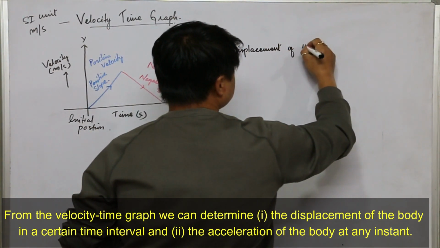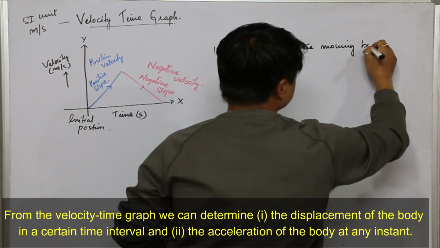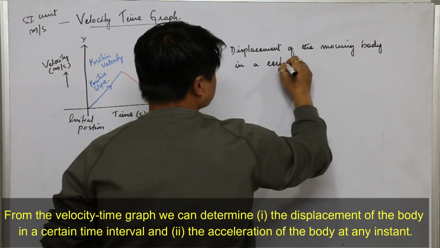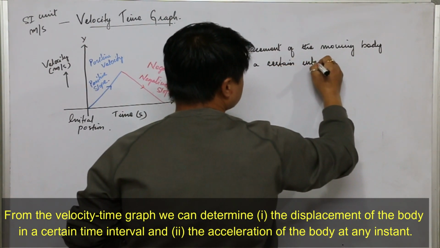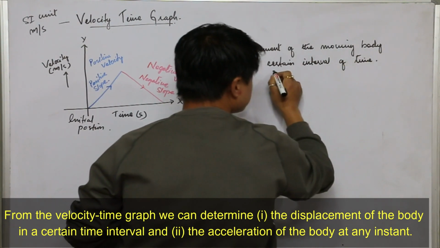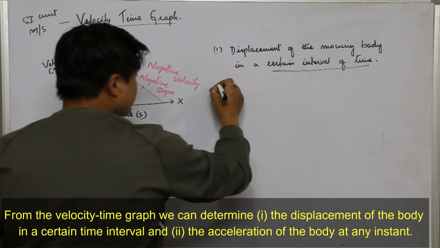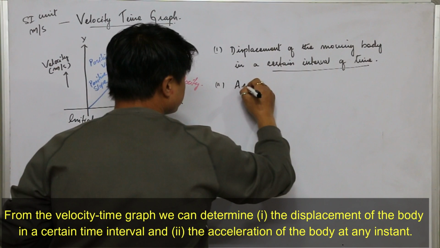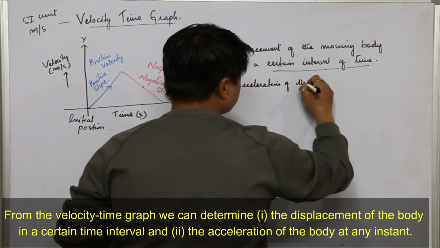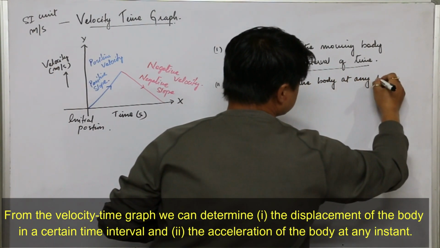And with the velocity time graph, we can determine one is displacement of the moving body in a certain interval of time. So displacement will be determined in a certain interval of time. And two, we can determine acceleration of the body at any instant.